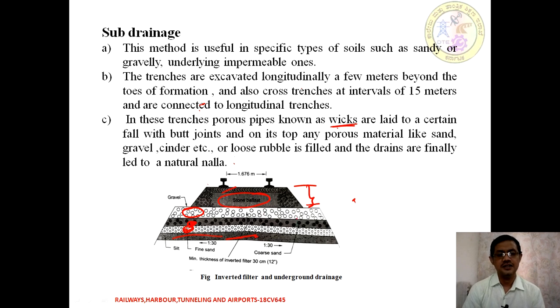Each of these layers below the embankment should be provided in order to avoid choke up or to avoid settlement of the railway network. So we provide the sub drainage. Whatever water is collected through the longitudinal drains needs to be drained out in a longitudinal manner.